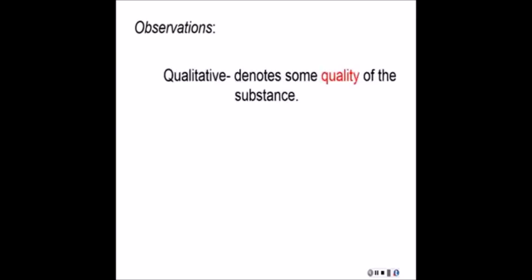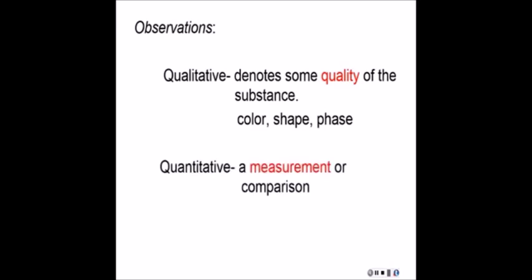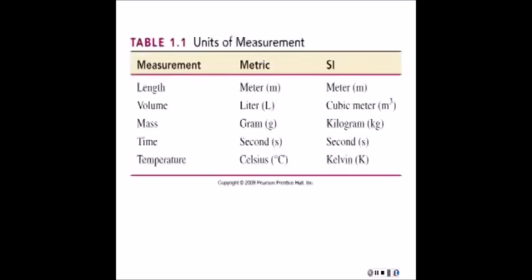We can put observations into two different categories. One is qualitative, which denotes some quality of the substance like color, shape, or phase. And the other type is quantitative, a measurement or comparison. So when you think of quantitative, you talk about using a balance or a ruler or maybe a graduated cylinder, something to measure a property of a substance.